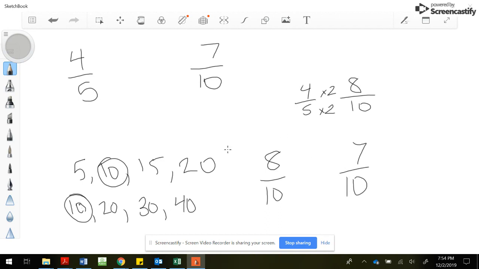Again, really easy to compare once we start talking about comparing. So the important thing is we're going to find those common multiples to help us. And sometimes you'll have to multiply both of those fractions to get your common denominator. Sometimes you'll only have to do just one.